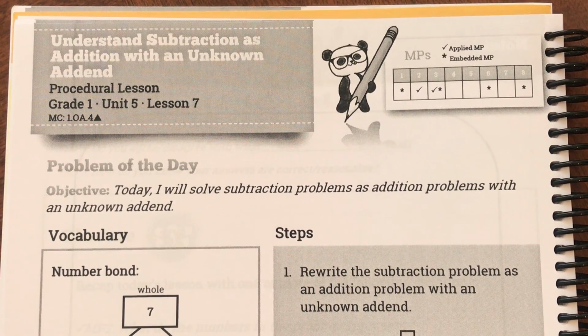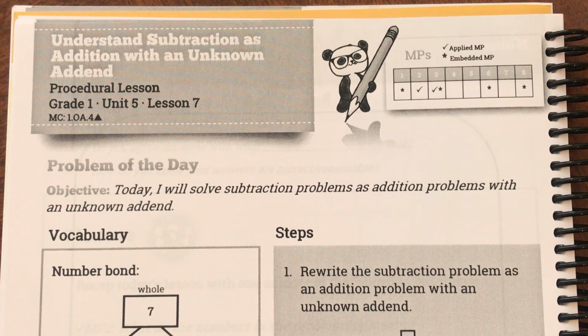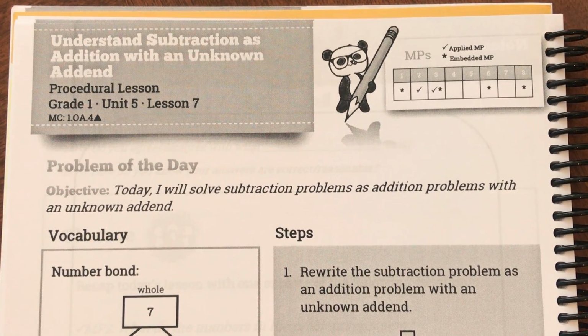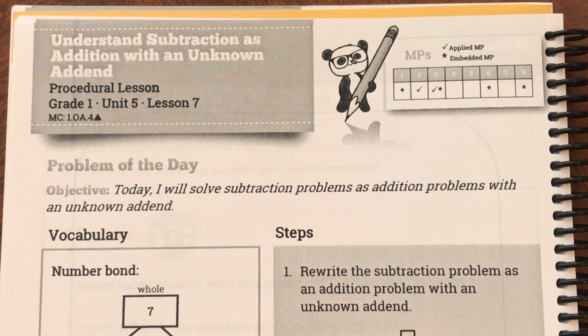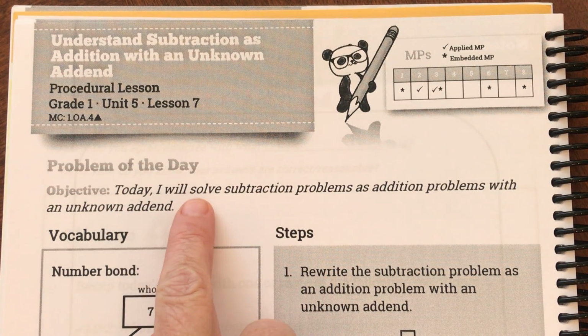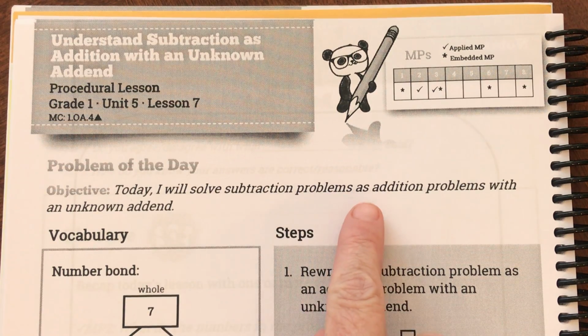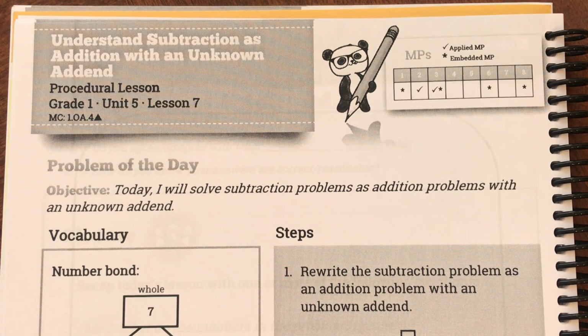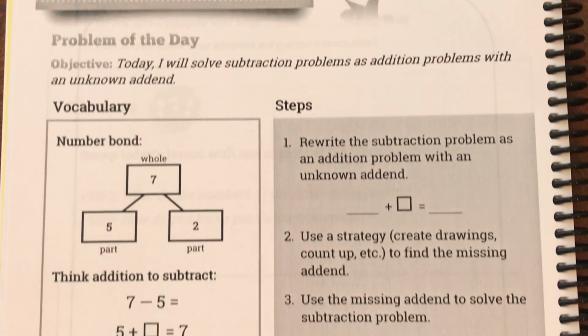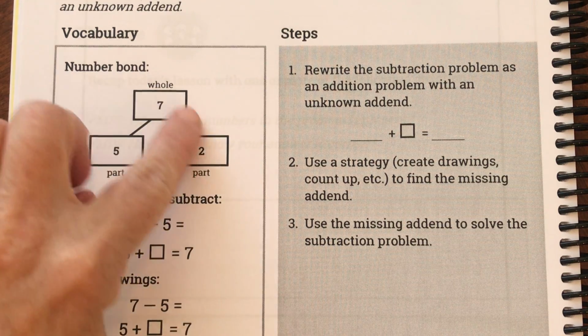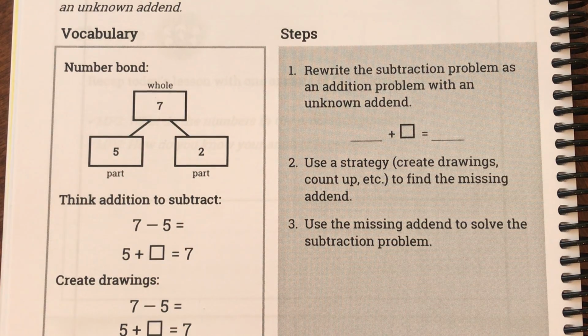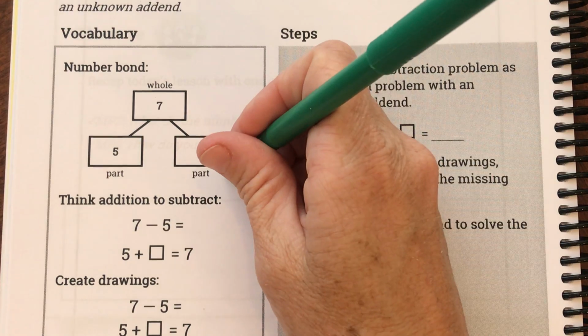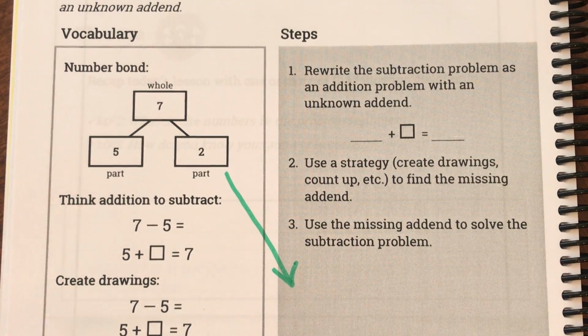Today we are on page 35 of your student journal, page 35, and today we're going to continue with what we were practicing yesterday. So we're just going to practice more. So our objective today is: I will solve subtraction problems as addition problems with an unknown addend. Okay, so yesterday we talked about this number bond and how important it is, that it creates something called a fact family. So we're going to write that one more time, okay?